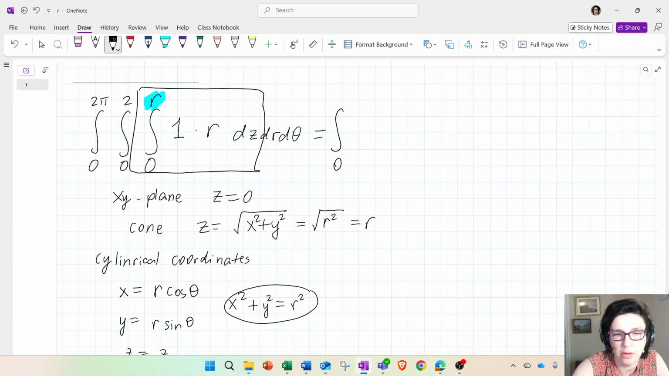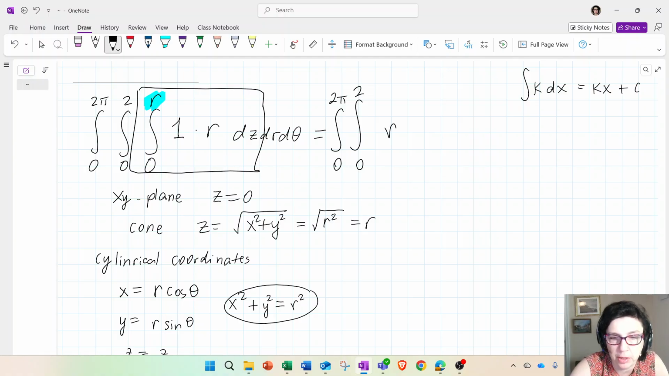This is not going to be hard, but I'm still keeping the outside and the middle integral. So this is just r integrated with respect to z. Remember, when you integrate with respect to z, r is just a number. So how do we integrate a number, for example, with respect to x? We multiply it by x, right? Because the derivative of kx is k. So now we're integrating r with respect to z, so this is going to be the number r multiplied by z.